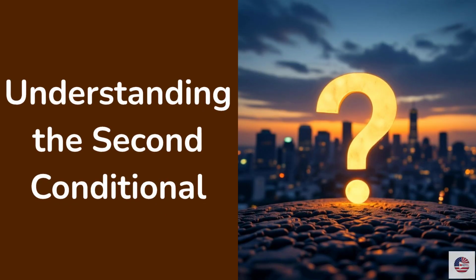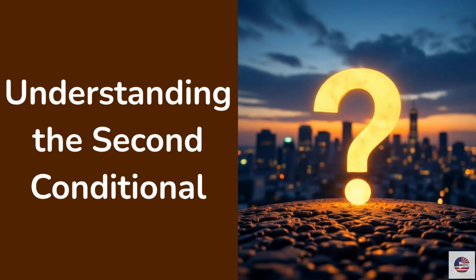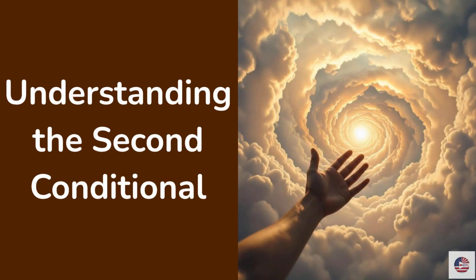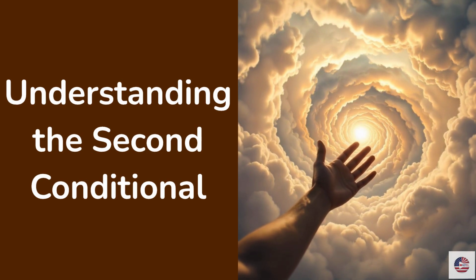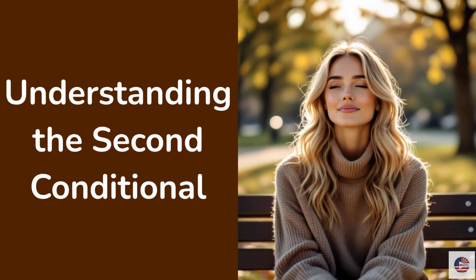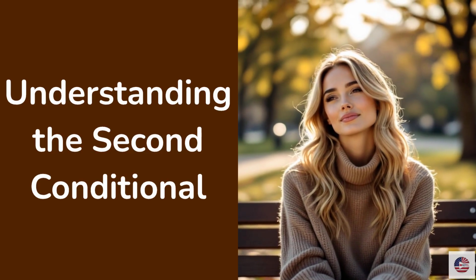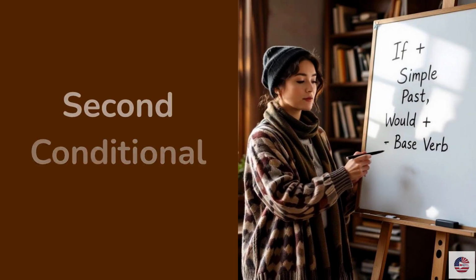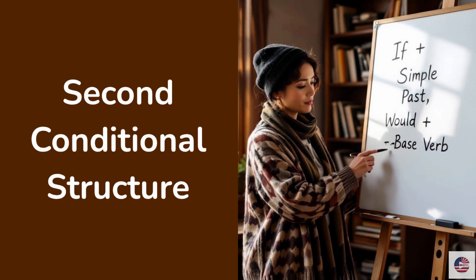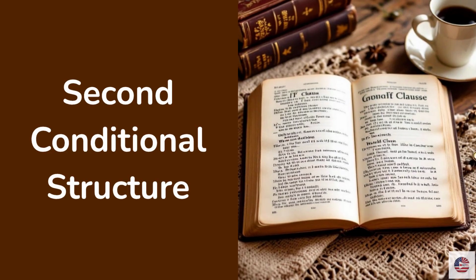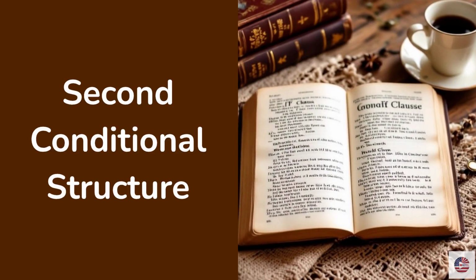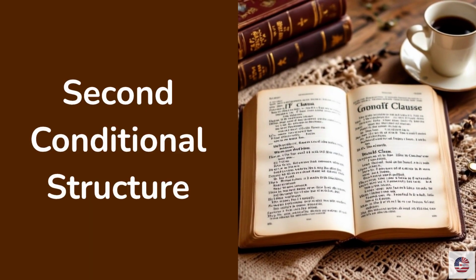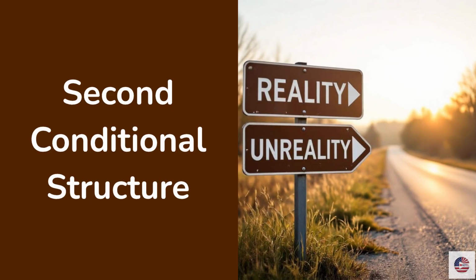The second conditional is used to discuss hypothetical or unlikely situations in the present or future. It describes conditions that are imaginary, improbable, or contrary to fact. We use it for dreams, wishes, and advice. The structure for the second conditional is if plus simple past, would plus base verb. The if clause uses the simple past tense, and the main clause uses would followed by the base form of the verb. This structure signals unreality.